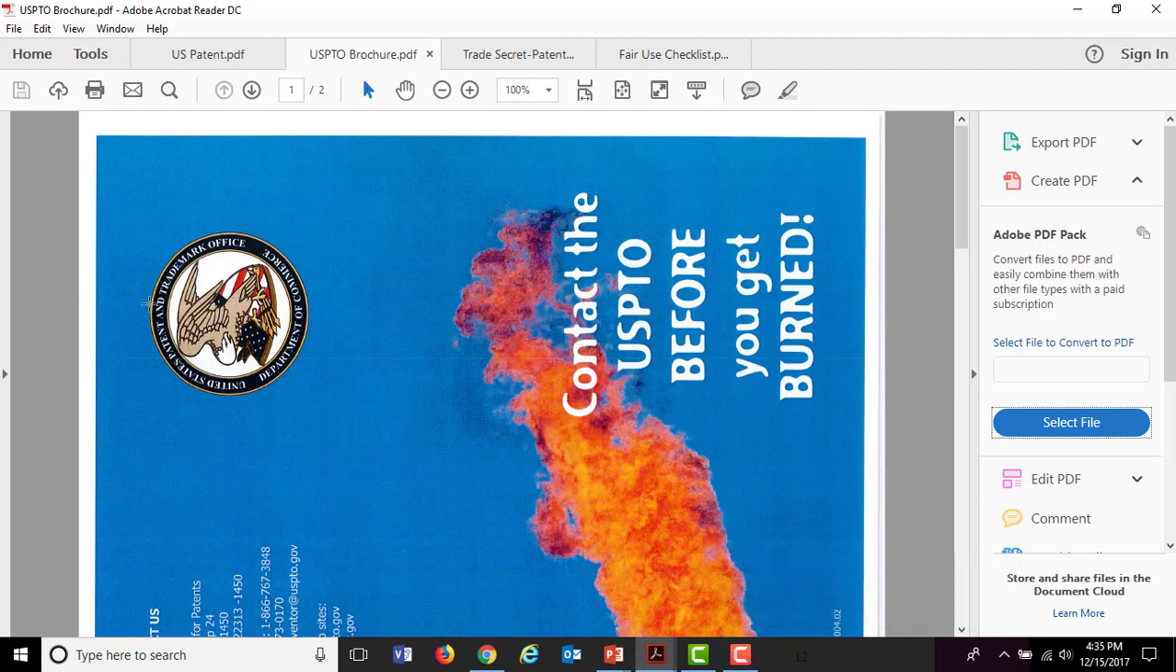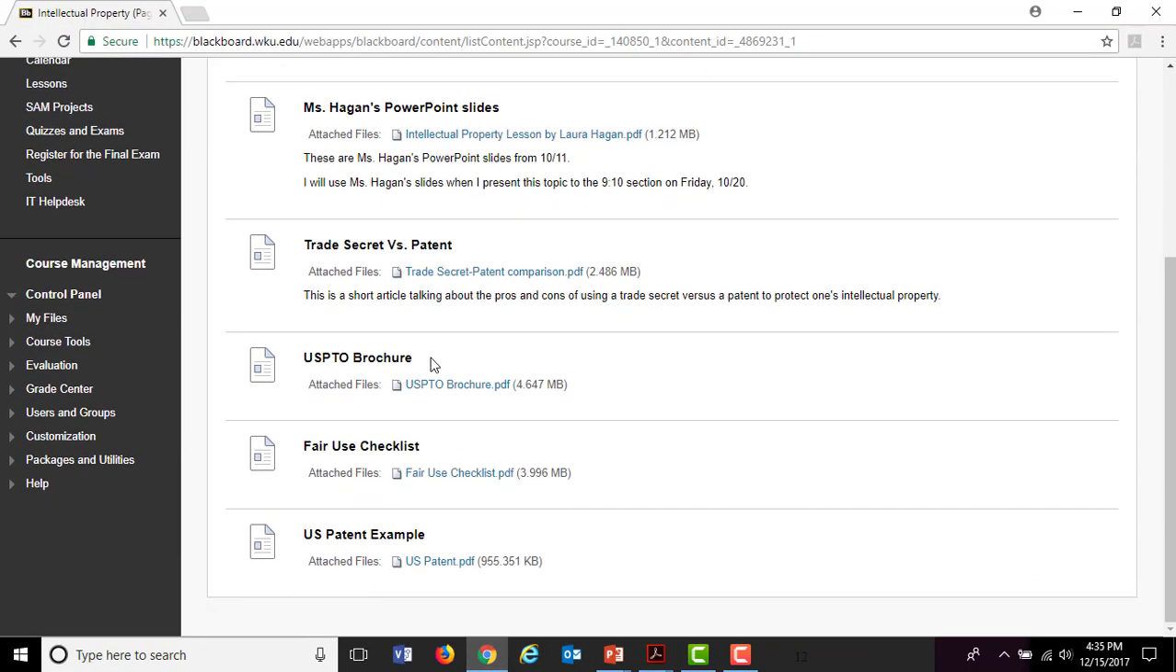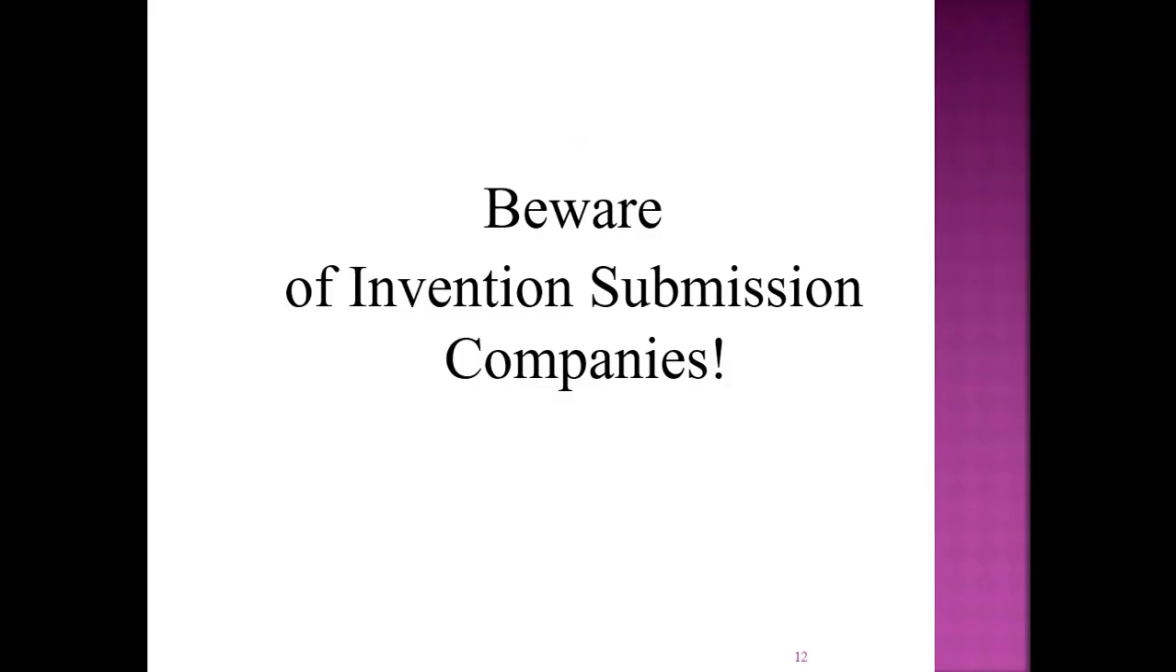So please take a look at that. That gives you some more information, some details about that. And that's on the Blackboard site down here. That's the U.S. Patent and Trademark Office brochure. Okay, let me go back to the presentation here.